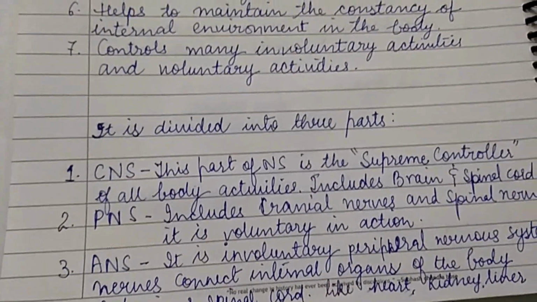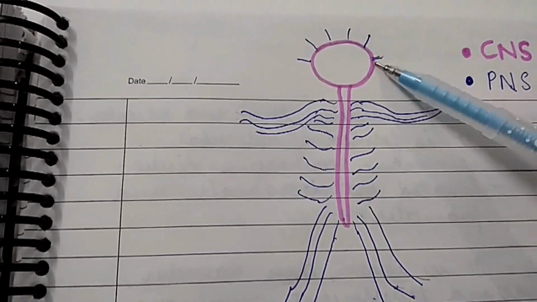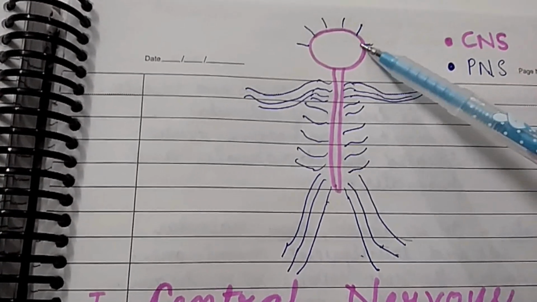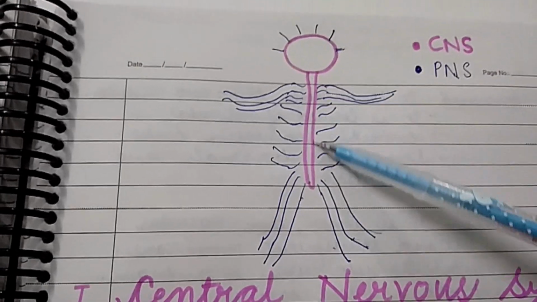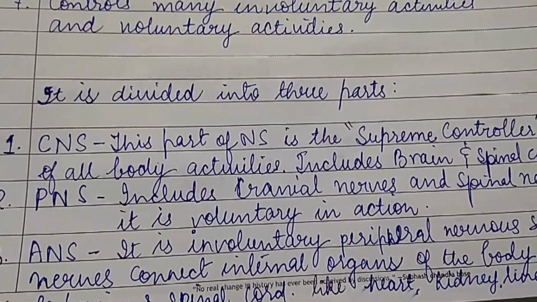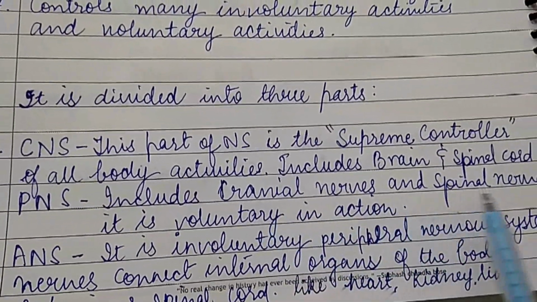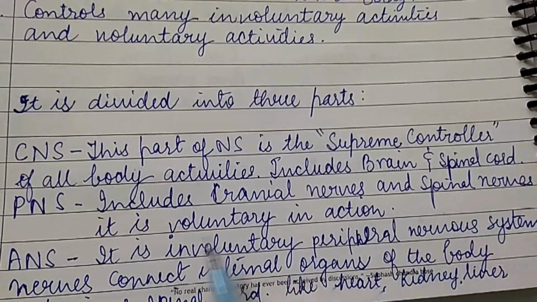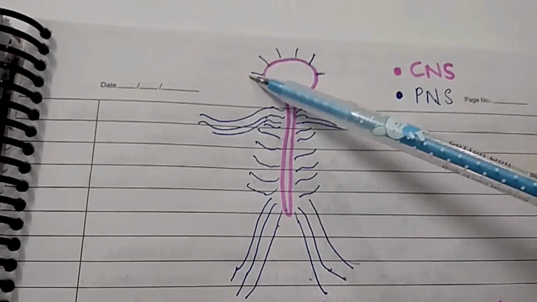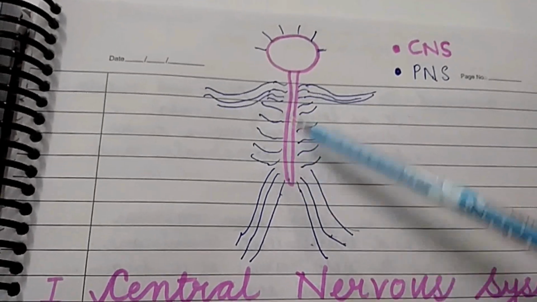Second, you can see CNS, the pink portion, brain and spinal cord. This is central nervous system, only the pink portion. Then comes peripheral nervous system. It includes cranial nerves and spinal nerves, and it is voluntary in action. See, in blue color, cranial nerves and spinal nerves.